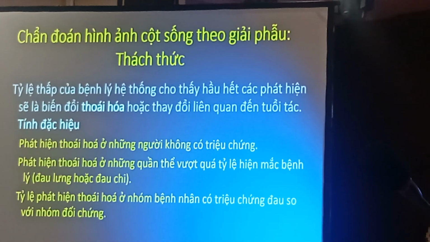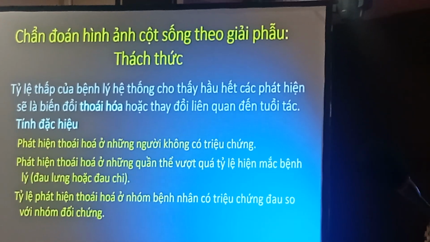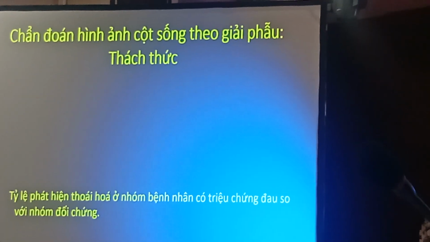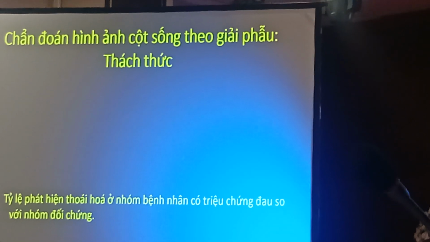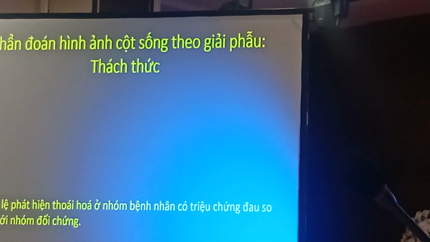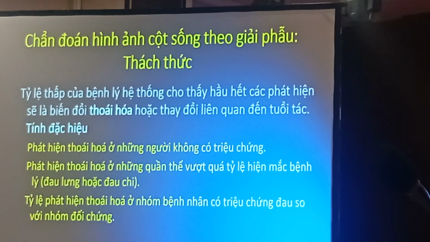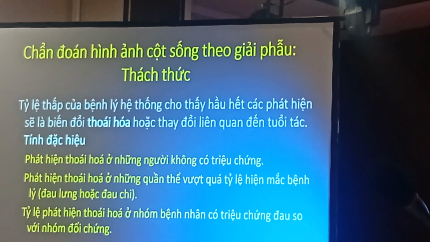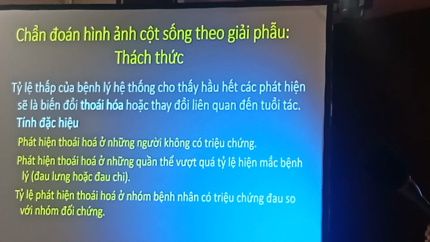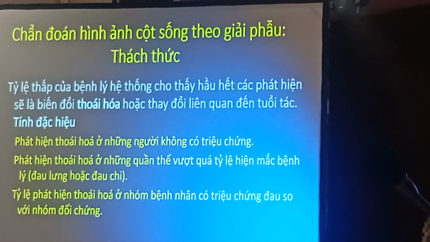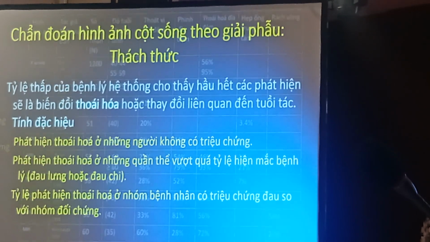But because of the low prevalence of systemic disease, that is 95% of patients will not have any systemic disease, most of the findings we'll see on imaging will be so-called degenerative or age-related change. And this challenges the specificity of all imaging, and we'll see this expressed particularly in degenerative findings in asymptomatic subjects.